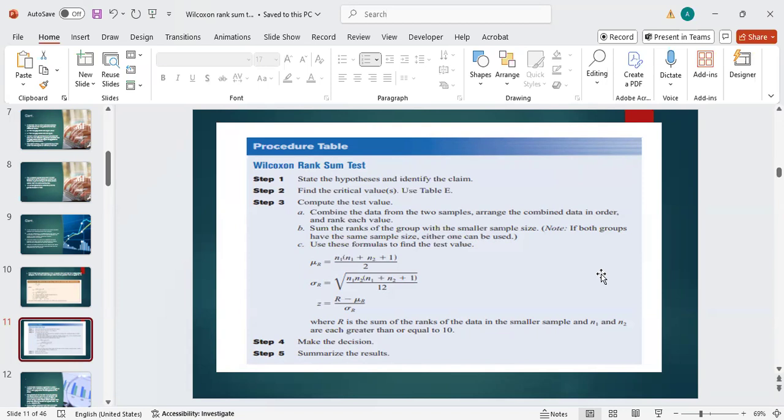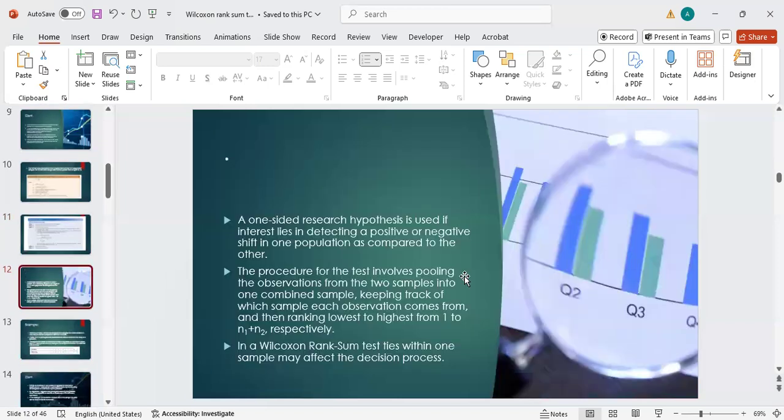Use this formula to find the test value. The formula is shown here, where R is the sum of ranks of the data in the smaller sample, and n1 and n2 are each greater than or equal to 10. Step 4 is to make the decision, and step 5 is to summarize the results.